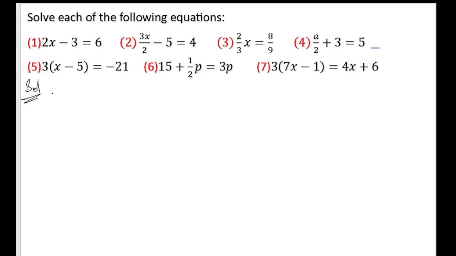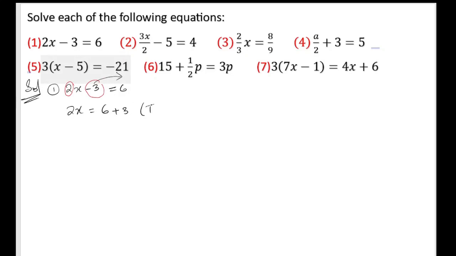In the solution we will write down the given question, that is 2x minus 3 is equal to 6. First I want only the variable on the left hand side, so I want to remove this 3 and 2 from this side. First I want to remove this minus 3. For that we need to transpose this minus 3. We will get 2x is equal to 6 plus 3.